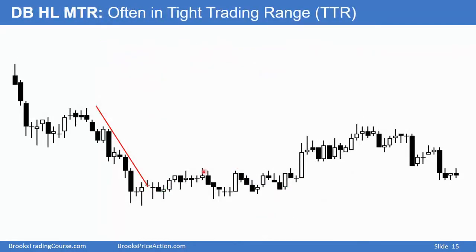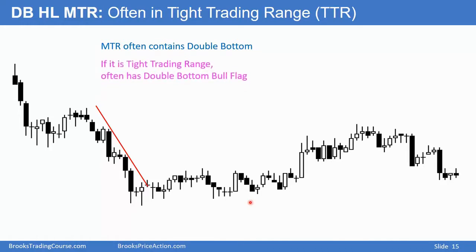A bear trend, a bull break, mostly going sideways for about 20 or 30 bars. Tight trading range. Major trend reversals often contain double bottoms, especially when the break above the channel is a tight trading range where the market goes sideways. There's often a double bottom in there, and that double bottom is a double bottom higher low major trend reversal.